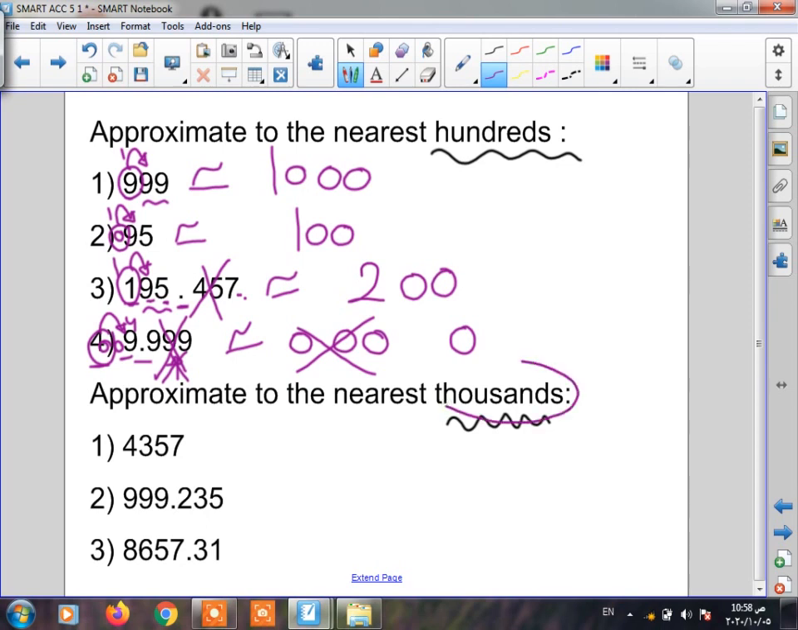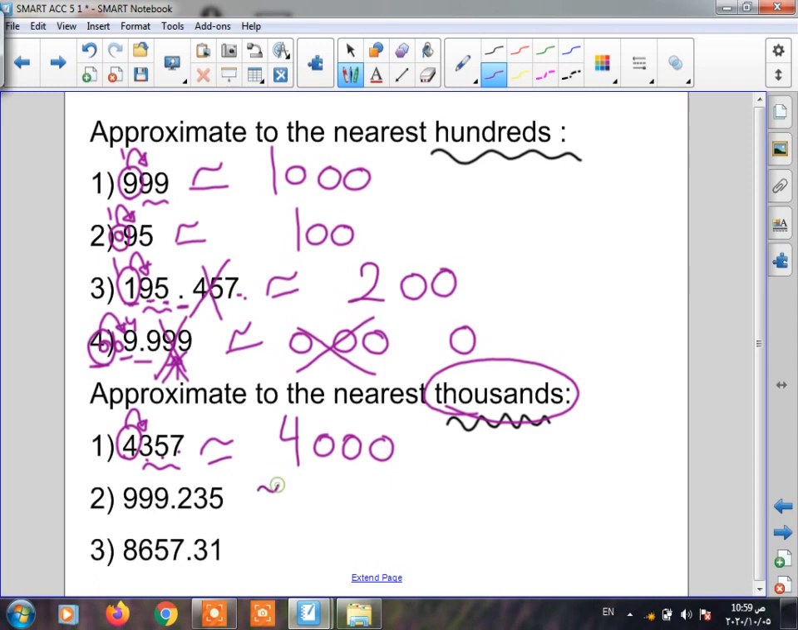If I am asked to approximate to the nearest thousand, I circle the thousand digit. First example: units, tens, hundreds, thousands. I circle the thousand digit. How many digits before? It's 3 digits. Change it into 30. Look at the previous digit to the circled one. 3. 3 is from which group? 4 or less. Let me rest. What does it mean? The circled digit stays as it is. So 1357 approximated to the nearest thousand equals 4000.